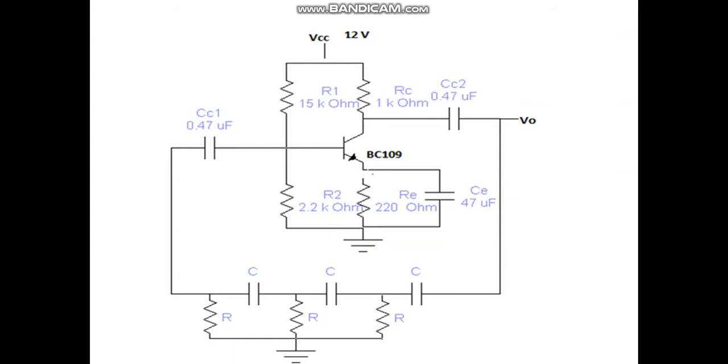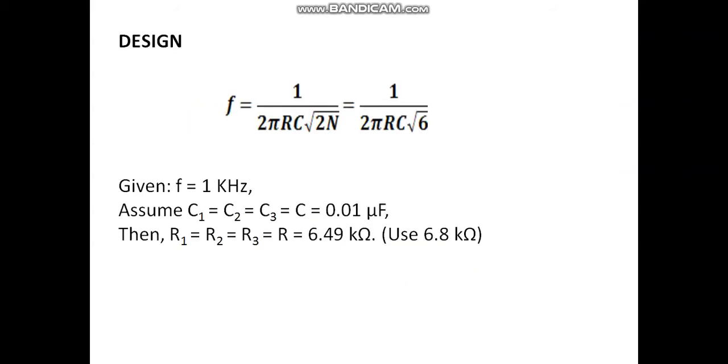So next is the design. Only the design part of the RC network we are dealing with. So the frequency equation is given by 1 by 2 pi RC square root of 2n. Don't bother about the derivation. You have to make use of this equation.